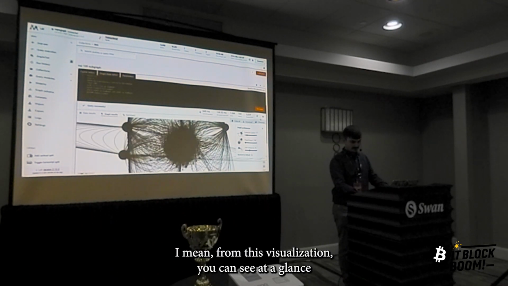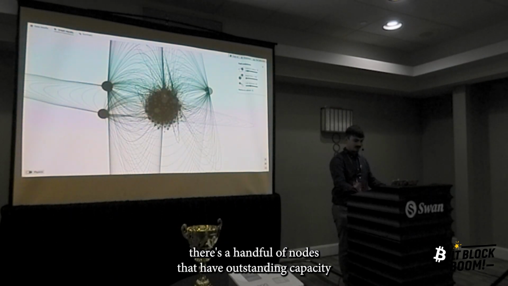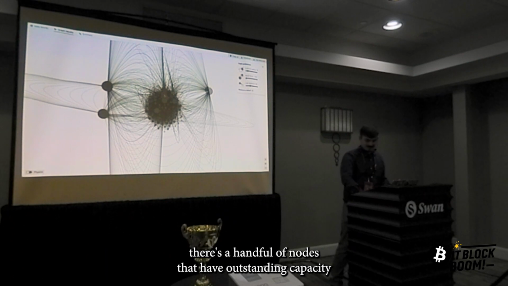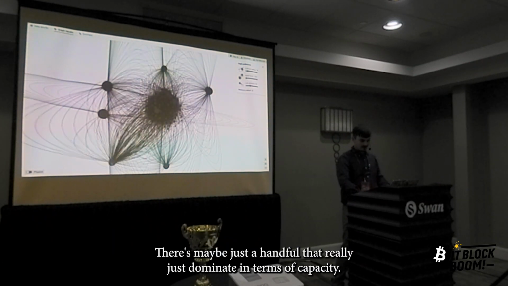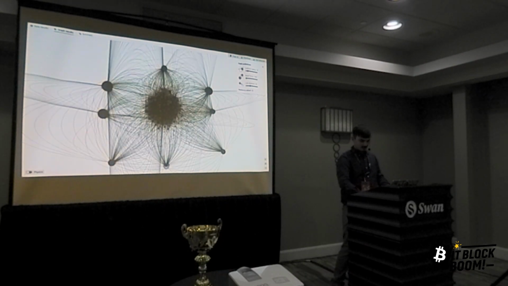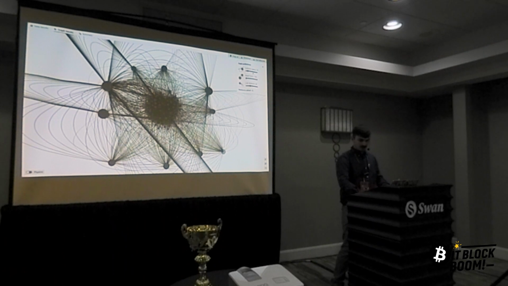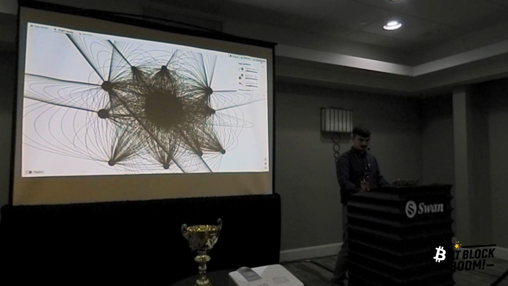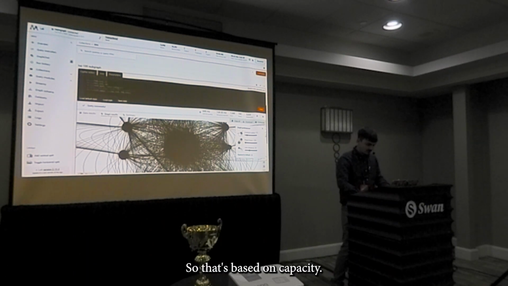So yeah, from this visualization, you can see at a glance, there's a handful of nodes that have outstanding capacity out of the top 100. There's maybe just a handful that really dominate in terms of capacity. And the rest are smaller nodes. So that's based on capacity.